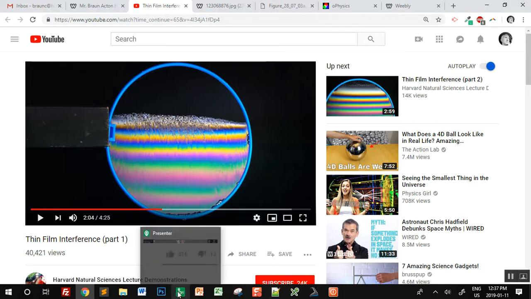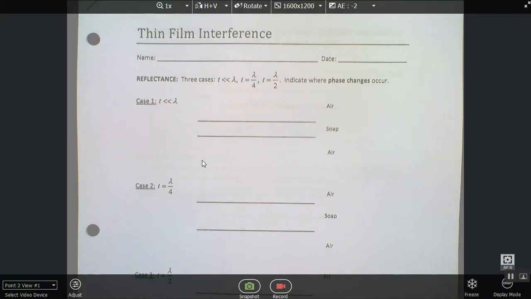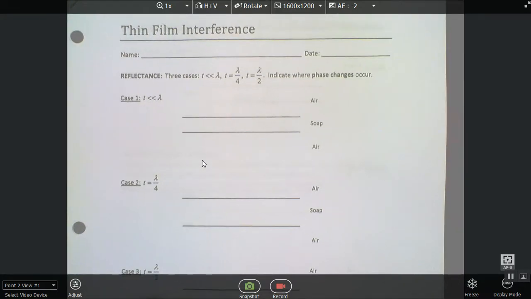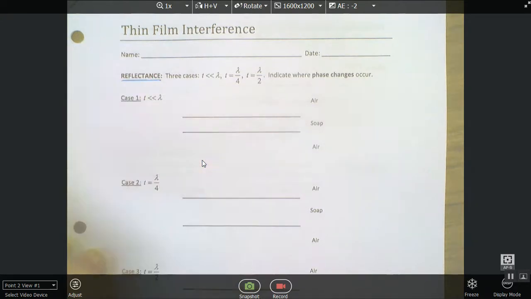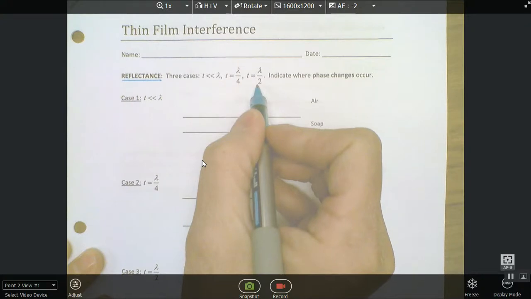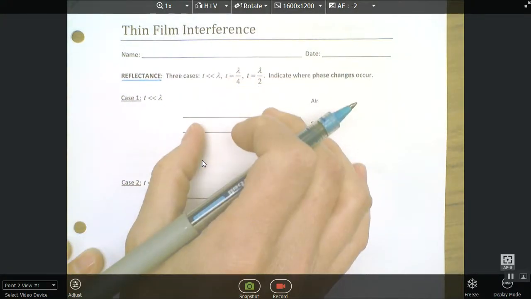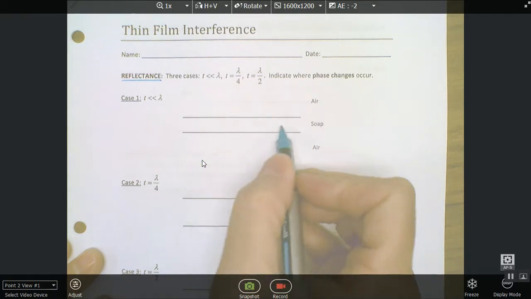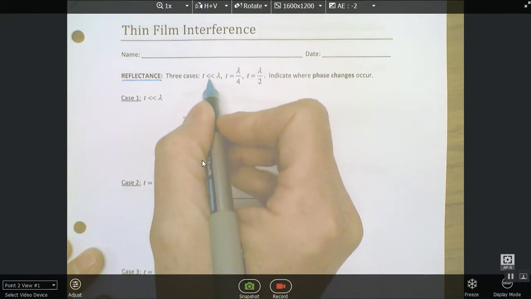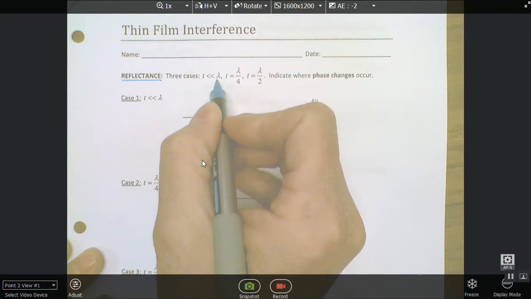Alright, so let's take a look at the analysis and see just how simple it is to figure out how it works. Okay, with thin film interference, we're going to look first at reflectance. So we're going to start with the reflectance type measurements. Now, we're going to look at three specific cases, and then we're going to extrapolate those three cases to all cases. The first one we're going to pick is when the thickness of the film, which is right here, is much, much smaller than the wavelength in the film.